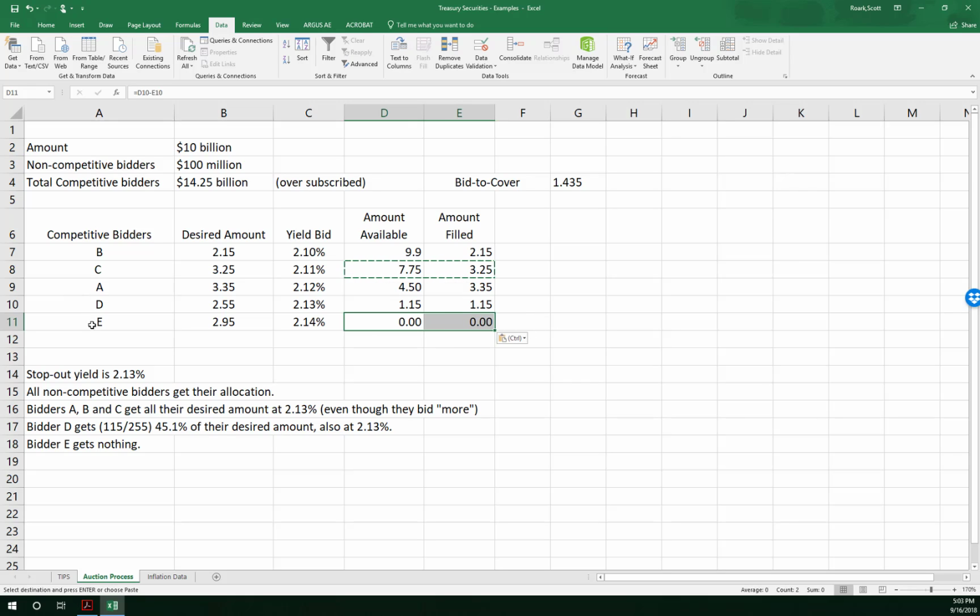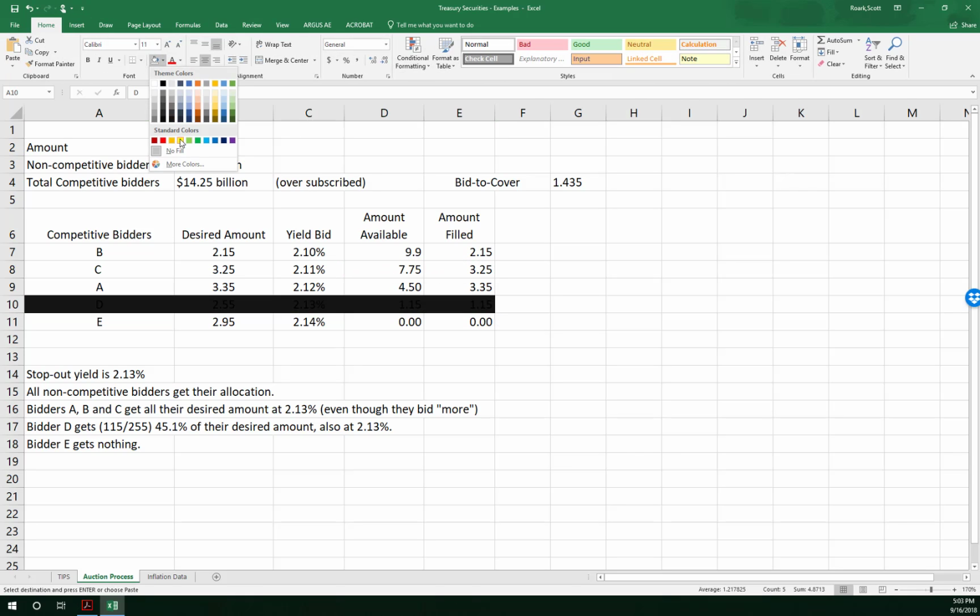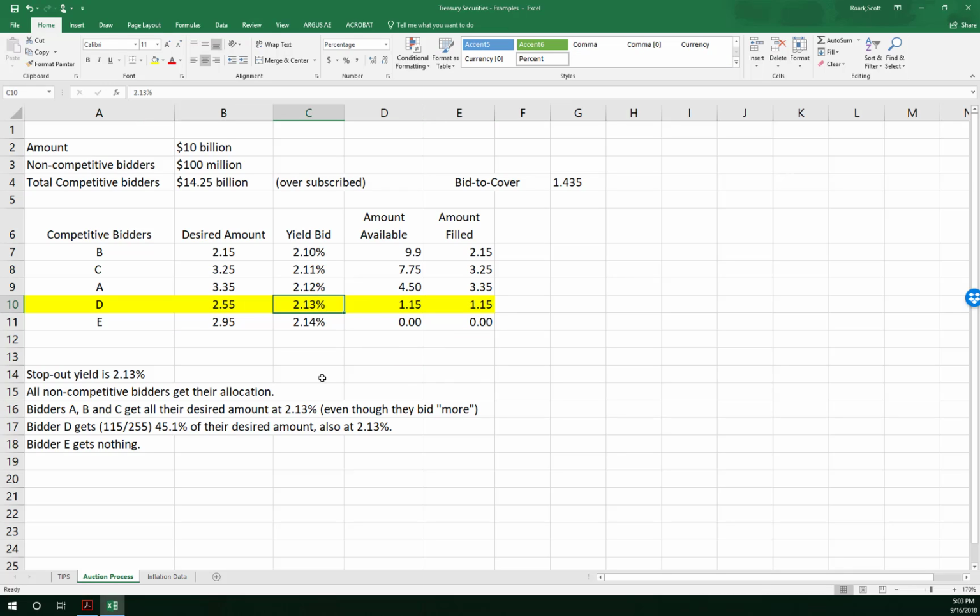And we can see a couple of things here. First, the very last group, Group E, they bid on $2.95 billion of securities, but they had the highest yield bid, which translates to the lowest price. So they didn't win. They didn't get any of the allocation. They didn't get any of these securities because the price they bid was too low. The D group, they're the group that's actually setting the yield. They're the stop out yield bidders. They bid 2.13%, and that's where the available amount ran out. So there's no more available after this group.